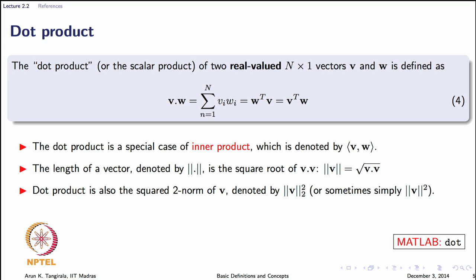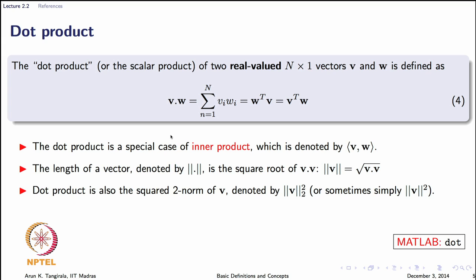We learn this in high school mathematics. The dot product of two real valued vectors v and w, we say that they are in the n dimensional Euclidean space, is defined as shown in equation 4 here. It's nothing but the element wise product and summation of those element wise products of the two vectors. Obviously they have to be both of the same dimension. You could interchange the order of the inner product, so it's not sensitive to the order. However, if v and w are complex valued, the ordering matters, as we will see shortly.